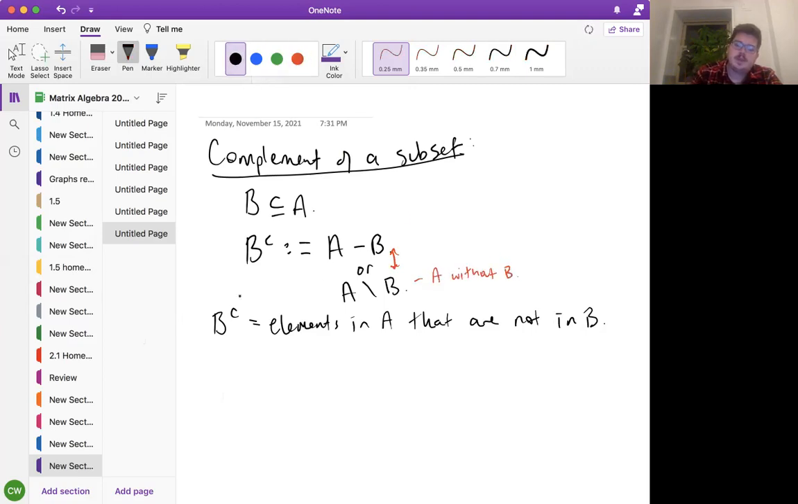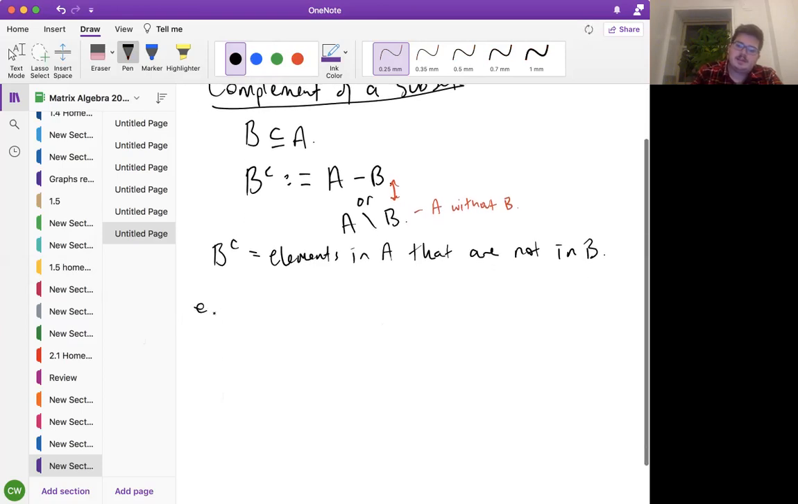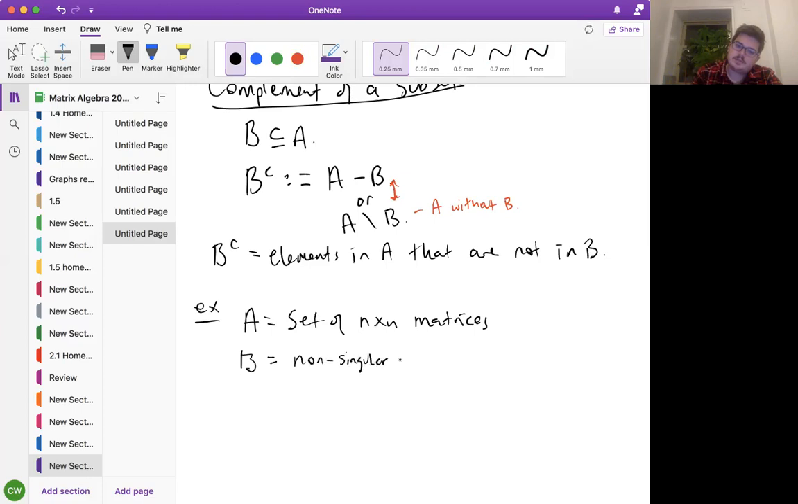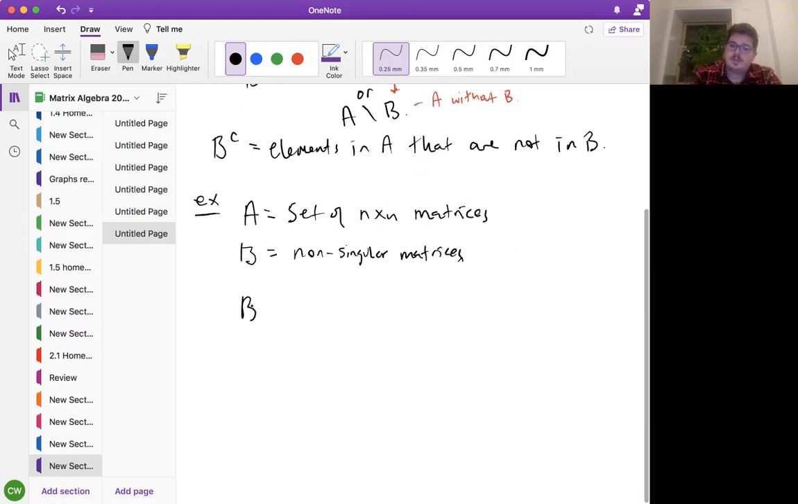So here's an example. Let A be the set of n by n matrices. Let B be non-singular matrices. What is B complement? Singular matrices.